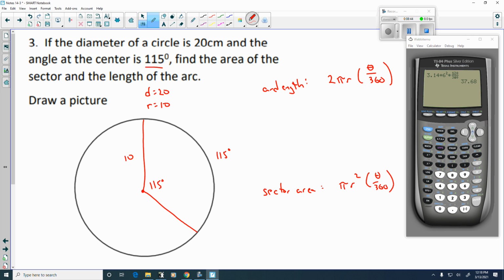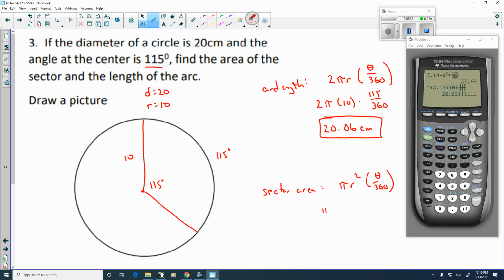So for the arc length, it's 2 pi 10 times 115 over 360. So on my calculator, 2 times 3.14 times 10 times 115 over 360. That's 20.06. And this is in the same units of the problem. So this is 20.06 centimeters.